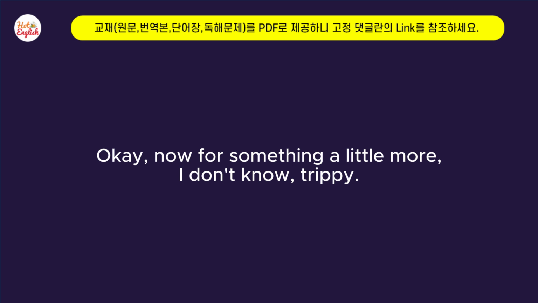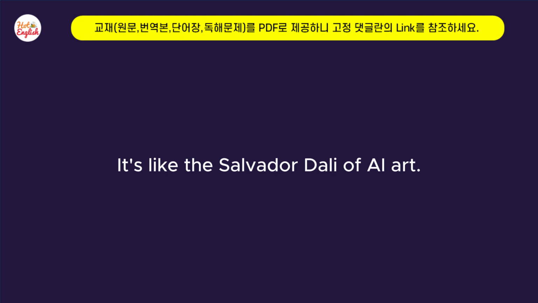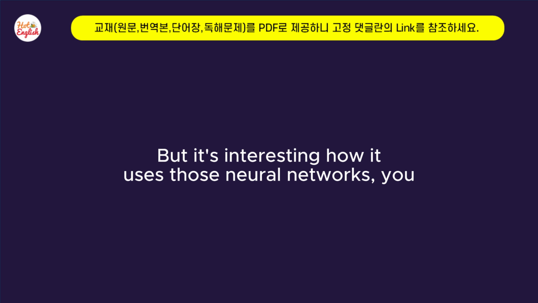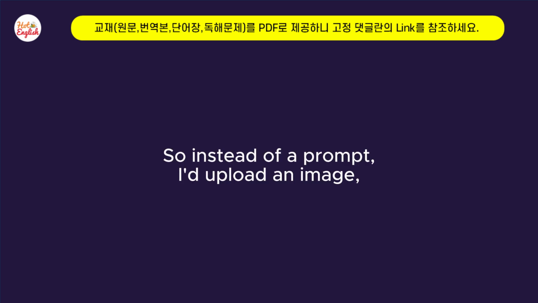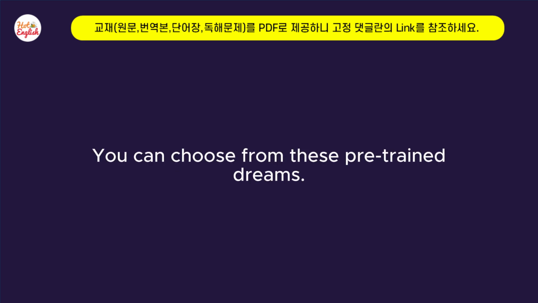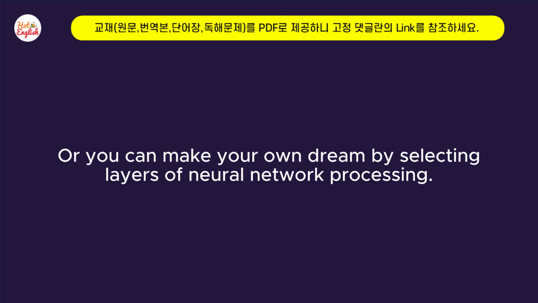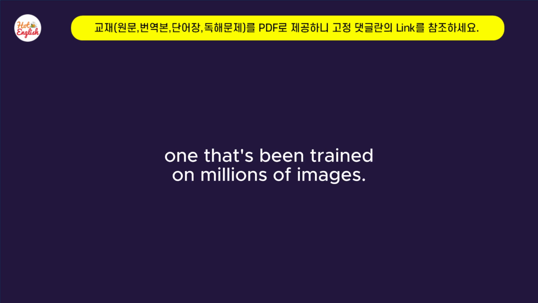Okay, now for something a little more, I don't know, trippy. Deep Dream Generator. It's like the Salvador Dali of AI art. Yeah, it's definitely got that surreal, dreamlike thing going on. But it's interesting how it uses those neural networks to reimagine images, not create them from scratch. So instead of a prompt, I'd upload an image, and the AI would hallucinate on it. Kind of, yeah. You can choose from these pre-trained dreams. They're like artistic filters. Or you can make your own dream by selecting layers of neural network processing. It's like looking into the subconscious of an AI, one that's been trained on millions of images.